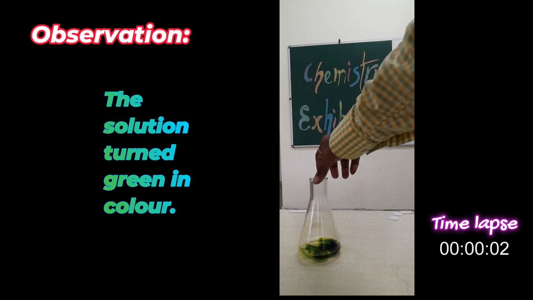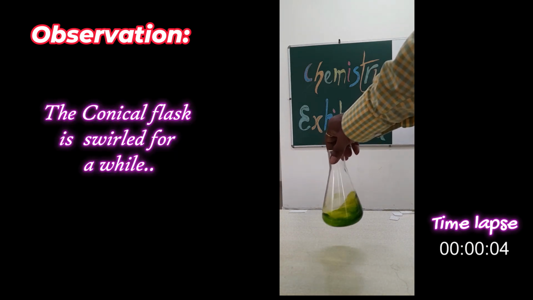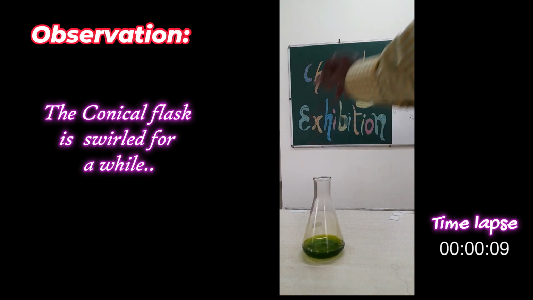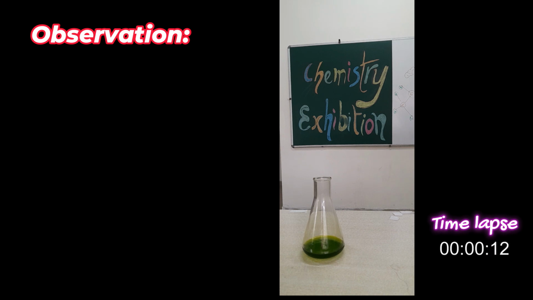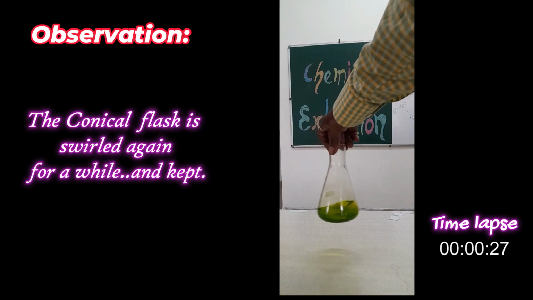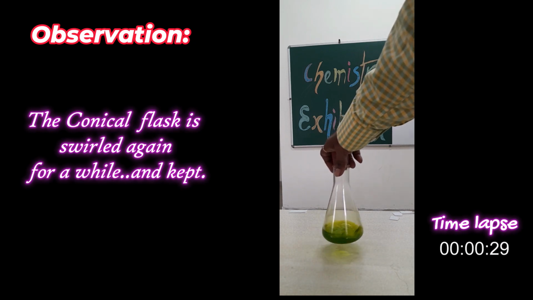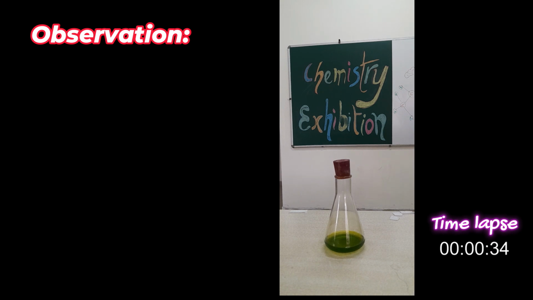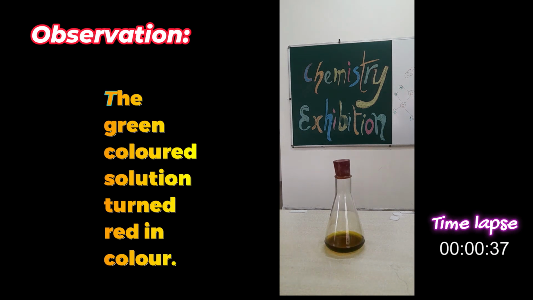Observation: the solution turned green in color. The conical flask is swirled for a while. A cork is placed over the flask. The conical flask is swirled again for a while and kept. The green color solution turned red in color.